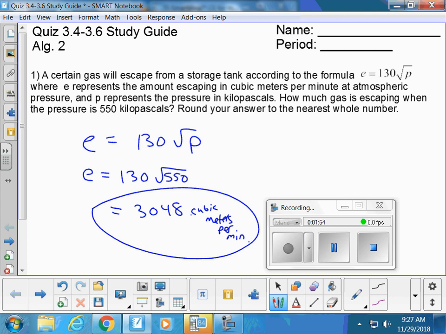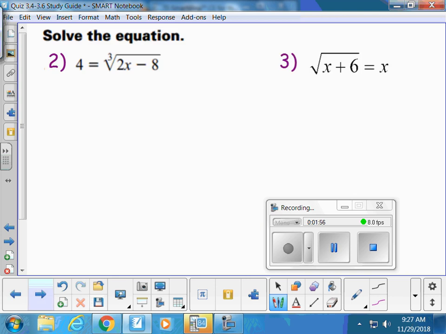All right, we are ready for number two. Solve the equation. On this one, it looks like we're probably going to start off by raising both sides to the third power, because that will make that third radical disappear. So we'll have 2x minus 8 equals whatever 4 to the third is, and that's 64.